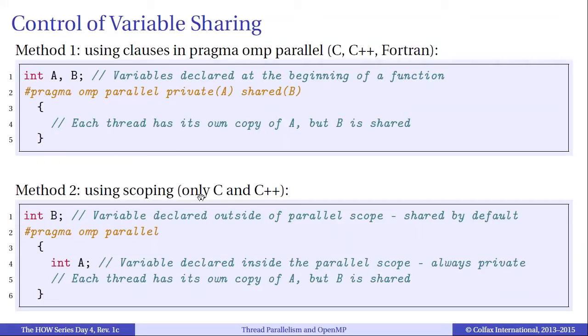If you are using C but not Fortran, you have another way to control variable sharing, and that is using scoping. In C, you can declare variables right in the middle of your function if these are stack variables. And here I declare B at the beginning of the function before pragma omp parallel. And there I declare variable i inside of the scope of pragma omp parallel.